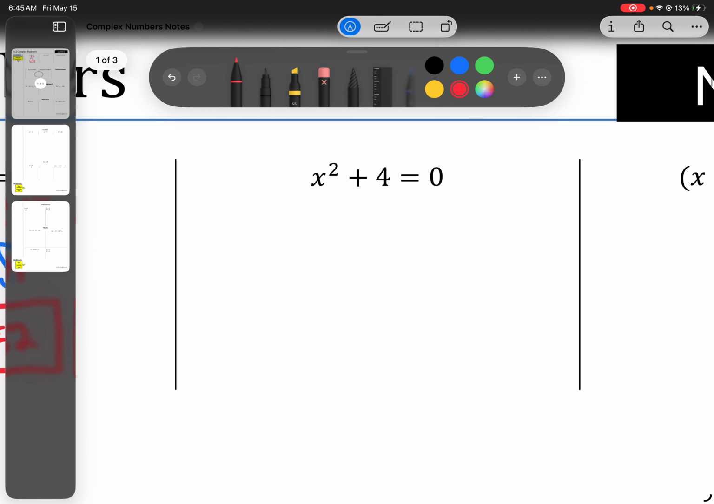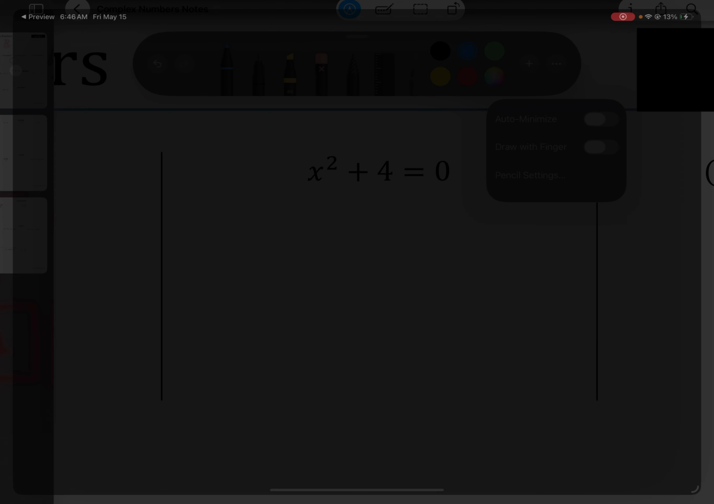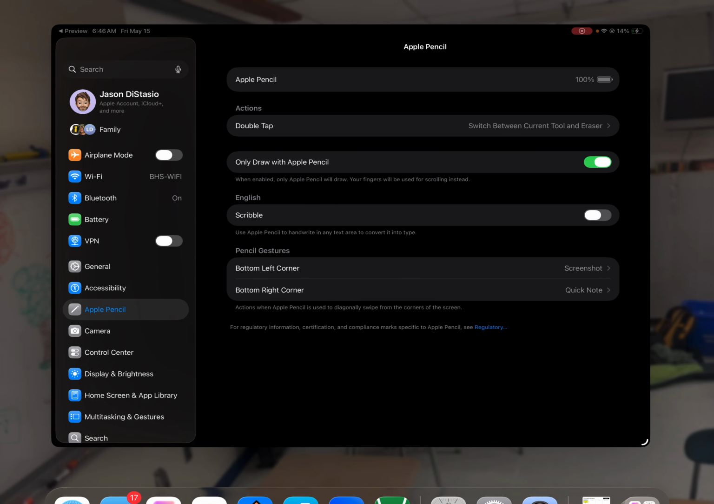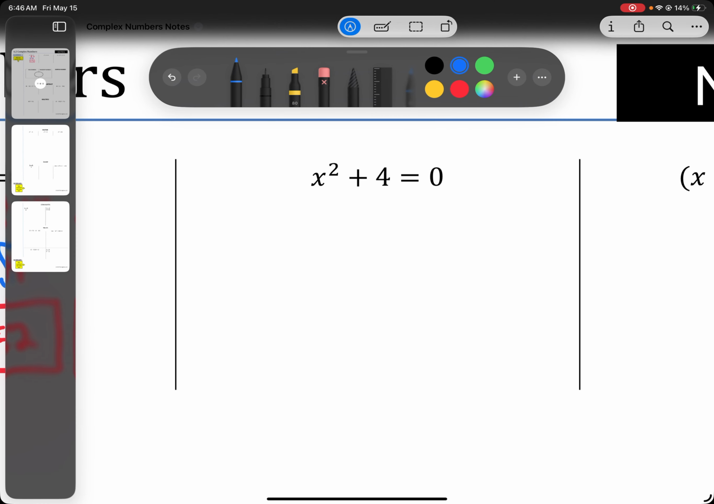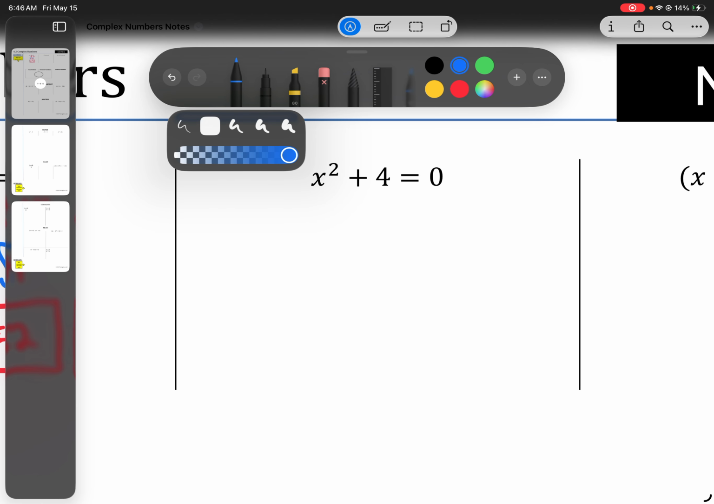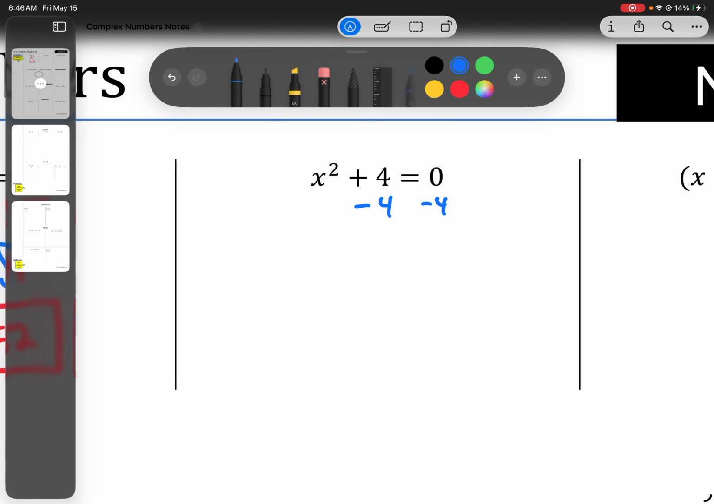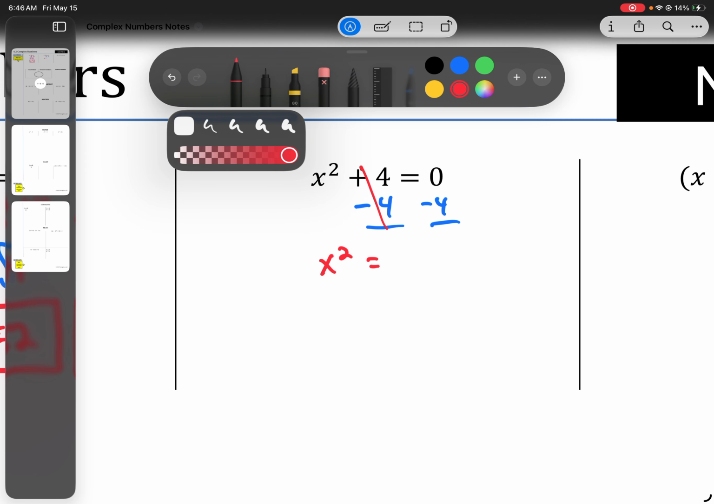That's nothing new. The new stuff this year is when we do this one. If I subtract 4 off both sides, I'm going to get x squared equals negative 4.